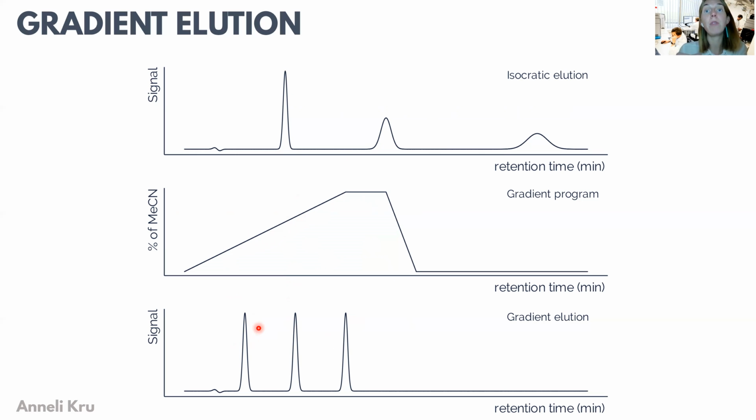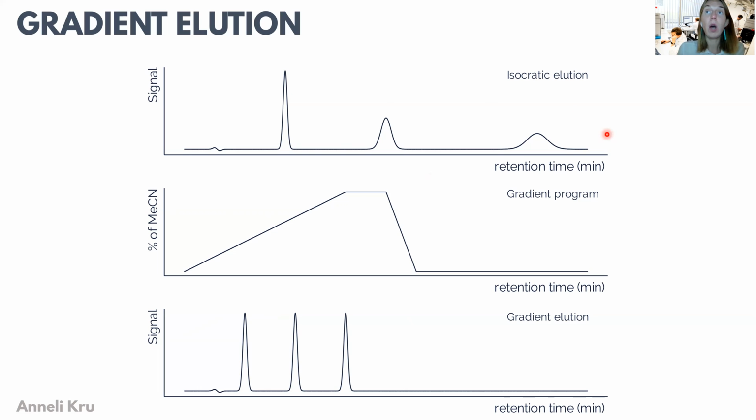So this means that we do not anymore lose efficiency with longer retention times. So gradient elution has provided us here with 2 very crucial benefits. Firstly, we get our compounds out from the column faster, but we also get the peaks much narrower and higher, especially for the late eluting compounds. And this is very important from the signal to noise perspective.